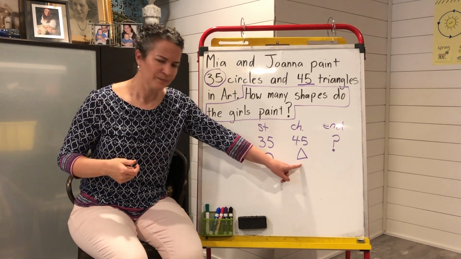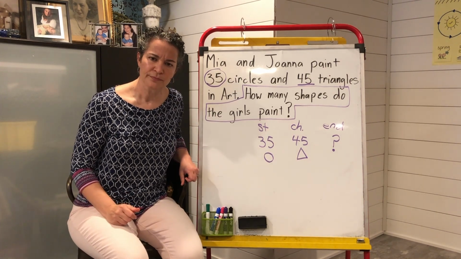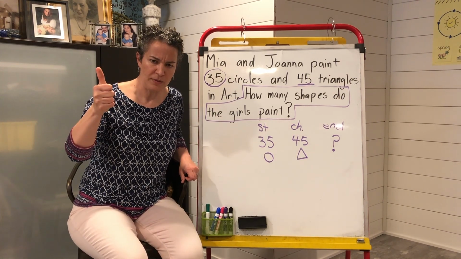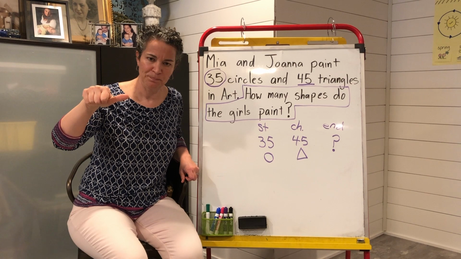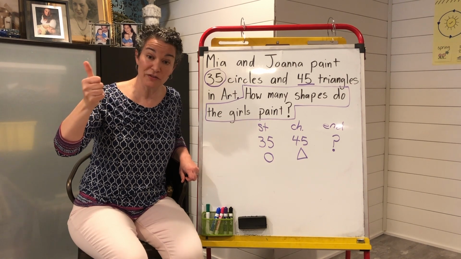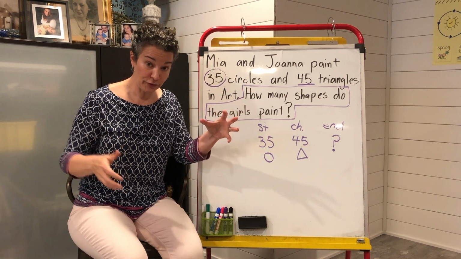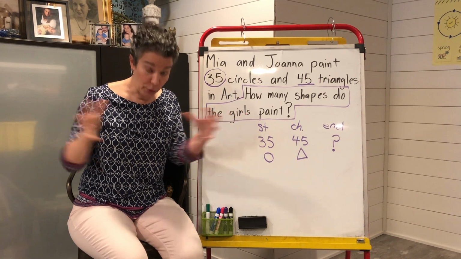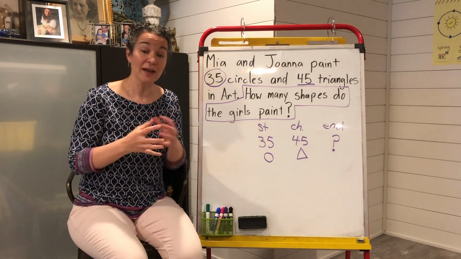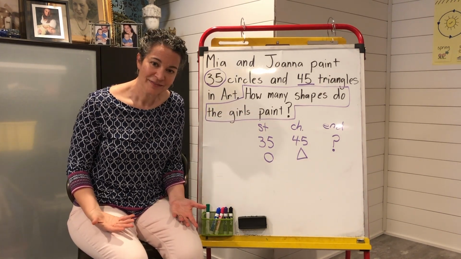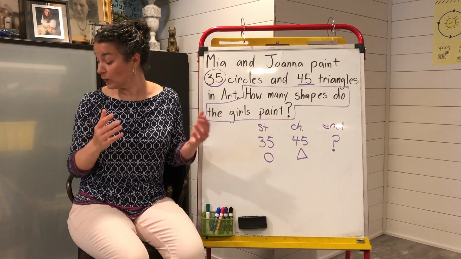What about a triangle? Is a triangle a shape? Give me a thumbs up if a triangle's a shape. Give me a thumbs to the side if it's not. Yeah, a triangle's a shape. So we got to take our circles and our triangles. We got to put them together. If we're putting them together, what are we doing? Penny, if we're putting things together, what are we doing?